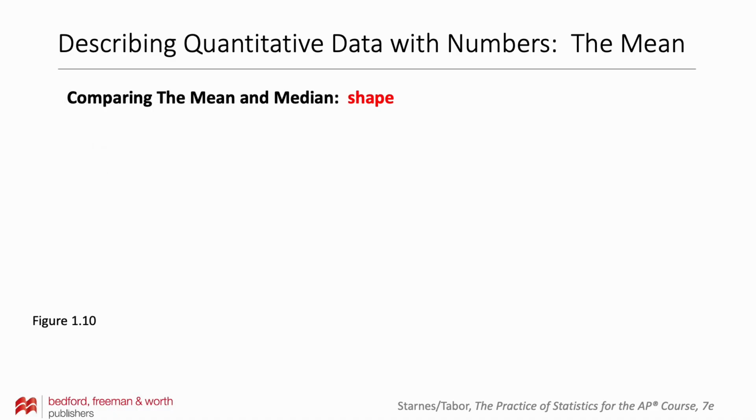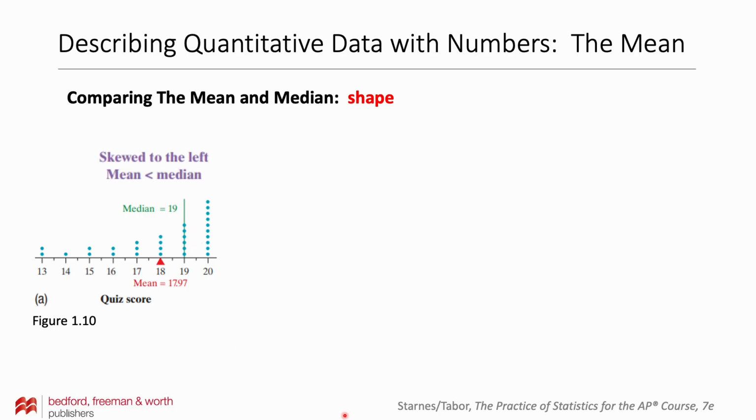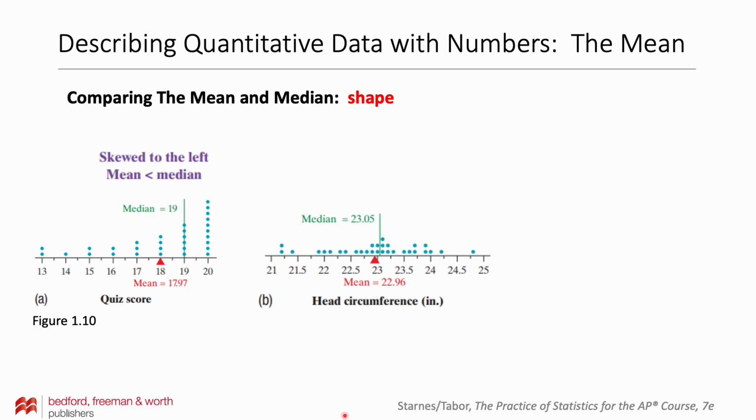Now, when we compare the mean and median when we're talking about shape, notice here that it is skewed to the left. So that means that the mean is going to be pulled to that lower end, and the median will be greater than the mean. And now here, when it's roughly symmetric, notice that the median and the mean are going to be approximately the same.